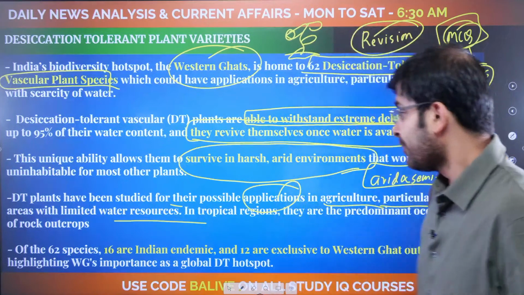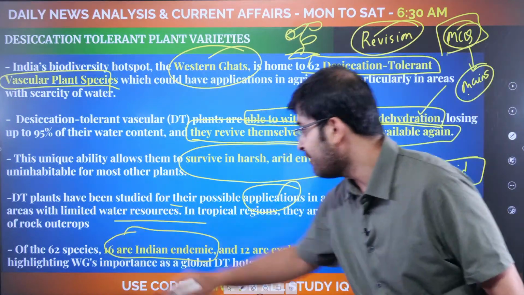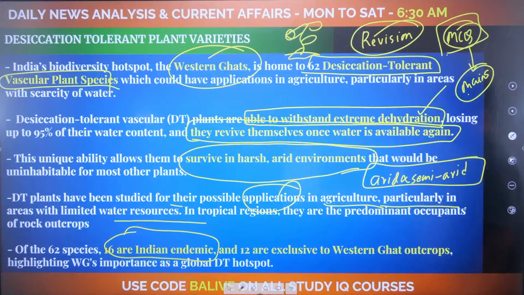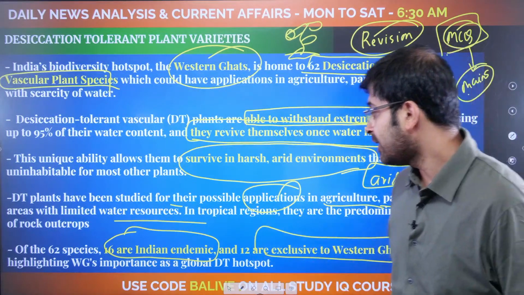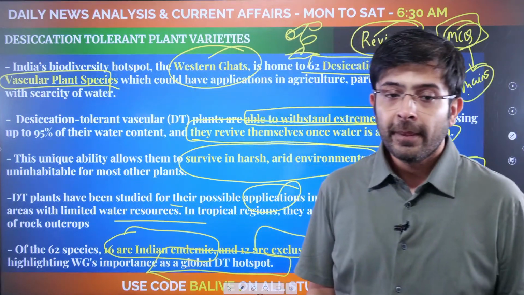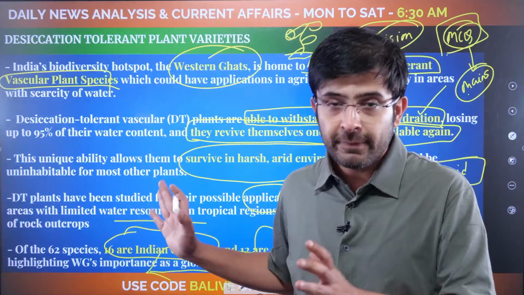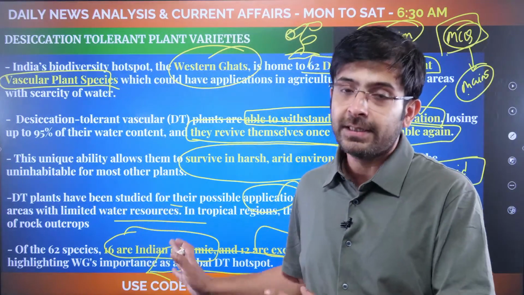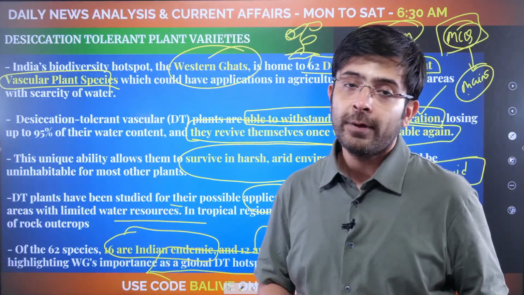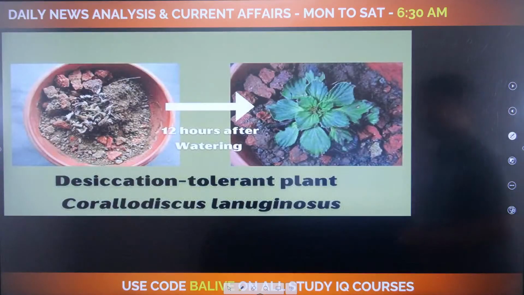Clear? All right. So of the 62 species, 16 are Indian endemic, which means exclusively found in the Western Ghats. 12 are exclusive to Western Ghat outcrops, highlighting the Ghats' importance as a global DT hotspot. Which means again, scientists not just from India but across the world will be taking a lot of importance and interest in the DT plant variety found in Western Ghats. Clear? Okay.